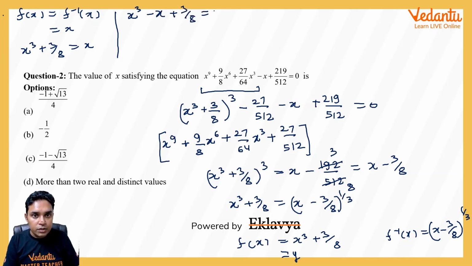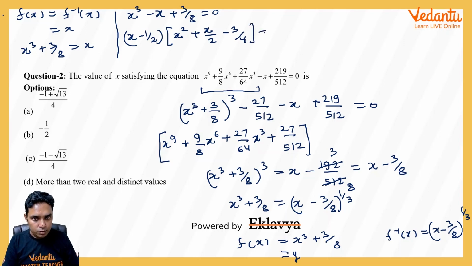And it is easy to see that x is equal to half is satisfying it. So x minus half will be one factor. Another factor: for x cube I need x square here, minus x square by 2, but there is no x square term here. So I need to add x plus 2 here, and then the constant term is minus plus 3 by 8, so I need to have minus 3 by 4. Also you can check that the coefficient of x is also matching, yes. So these are the factors which we are getting.